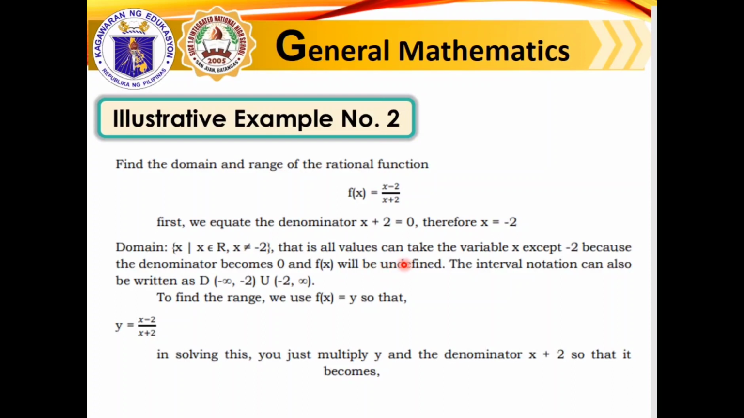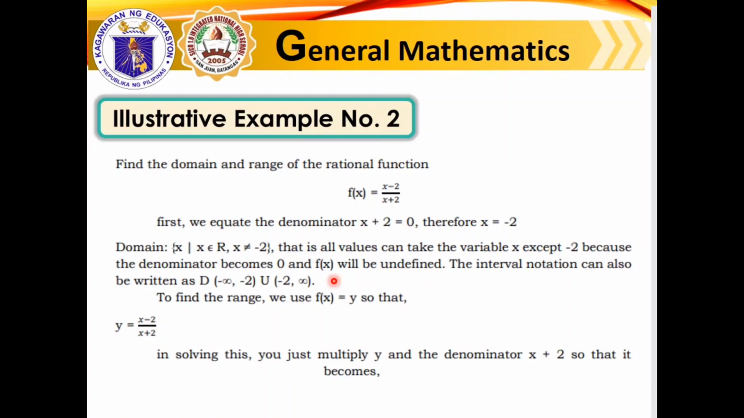So the interval notation can also be written: the domain is from negative infinity to negative 2 union with negative 2 to positive infinity. So it means that the domain are all real numbers except negative 2.